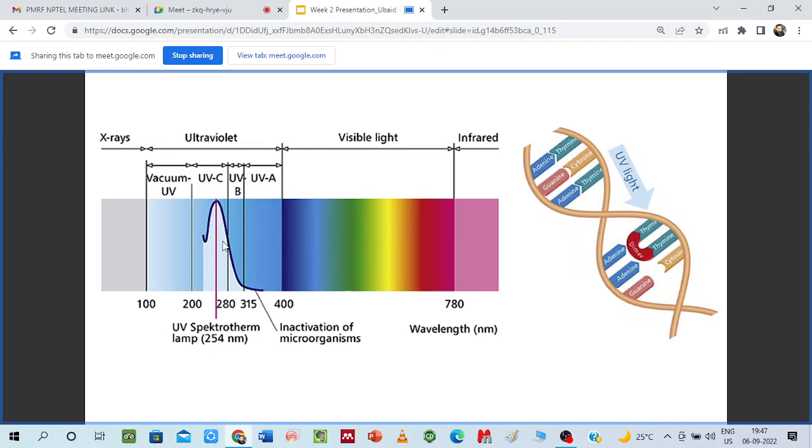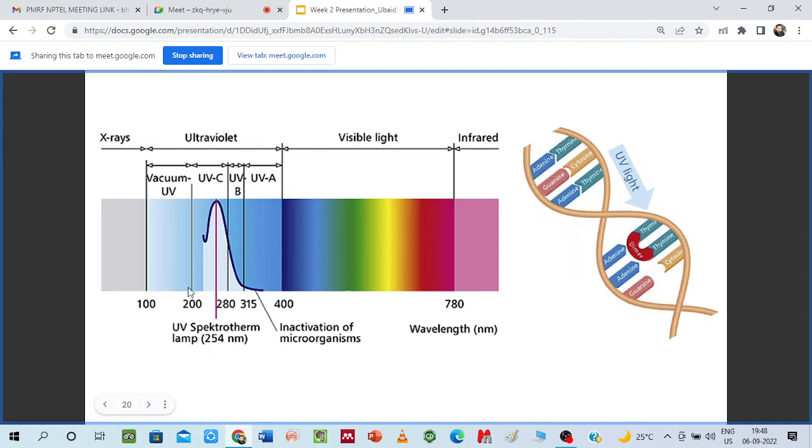So what is the rationale of giving the UV light? The UV wavelength ranges from 100 to 400, but the one which is majorly effective is the UVC radiation. These UVC radiations have higher penetration power as compared to vacuum UV, or as compared to UVB and UVA lights. No, sorry, the UV range is between 200 to 400. Sorry, I said from 100. It is between 200 to 400.